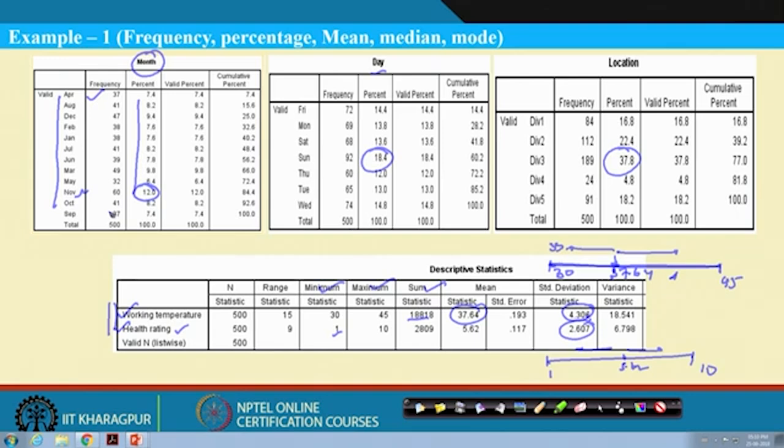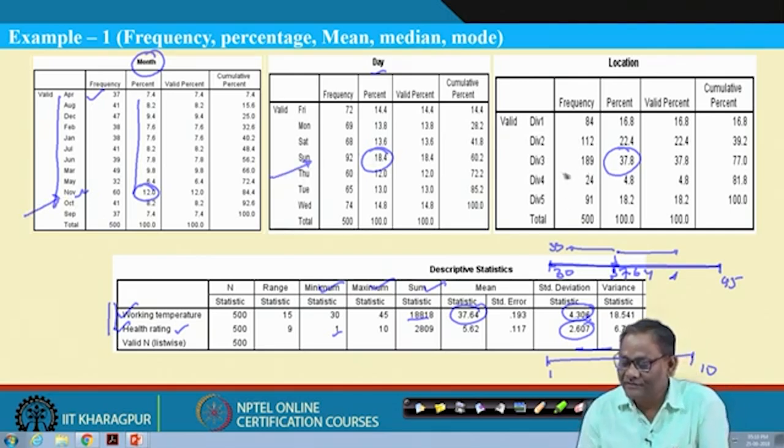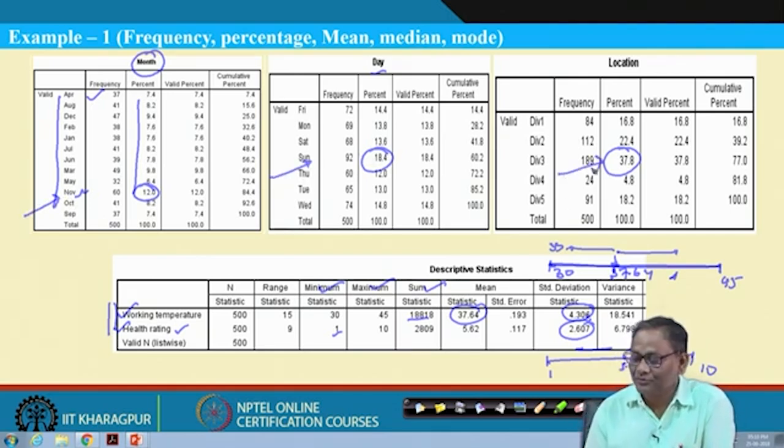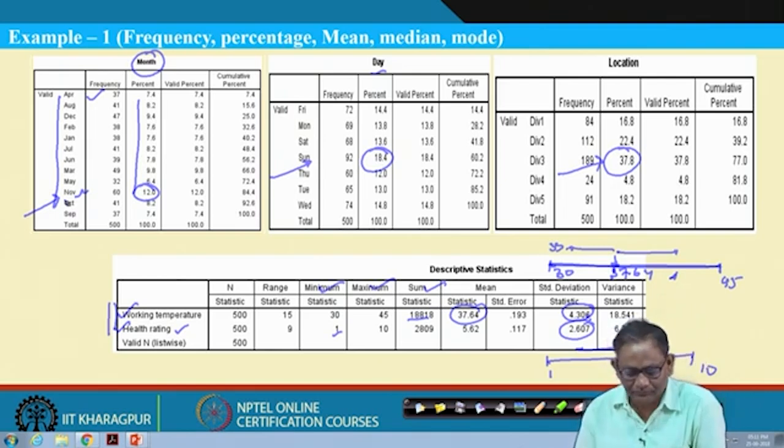For example, what will be the decision here? Decision for the month wise, you may say that why November percentage is more, you want to look into this. Similarly, Sunday the value is more, or division 3 frequency is more. So immediate attention will be why, what happened to division 3, what is happening on Sunday, and what has happened in November, that may be the quest from the safety management point of view.